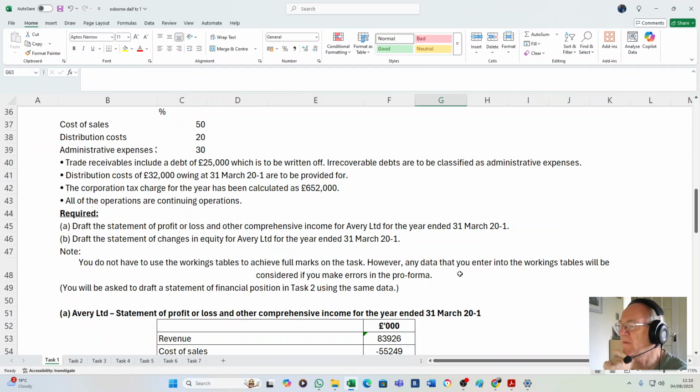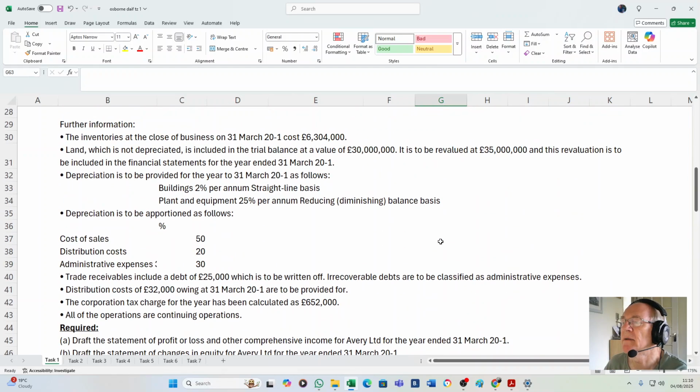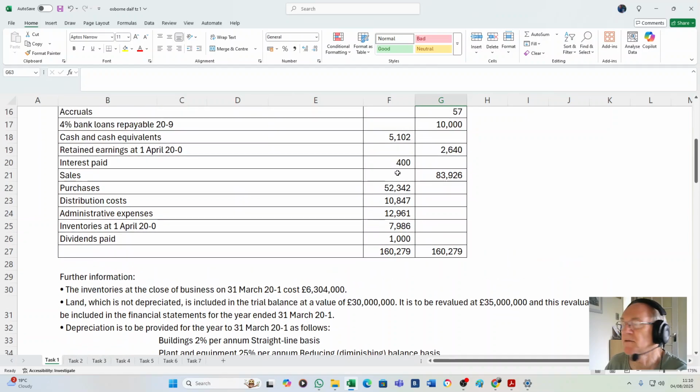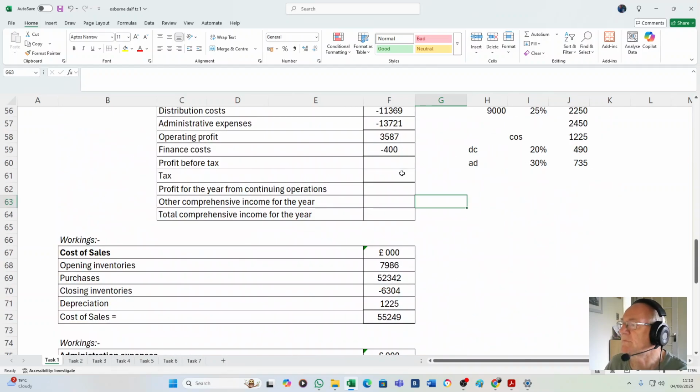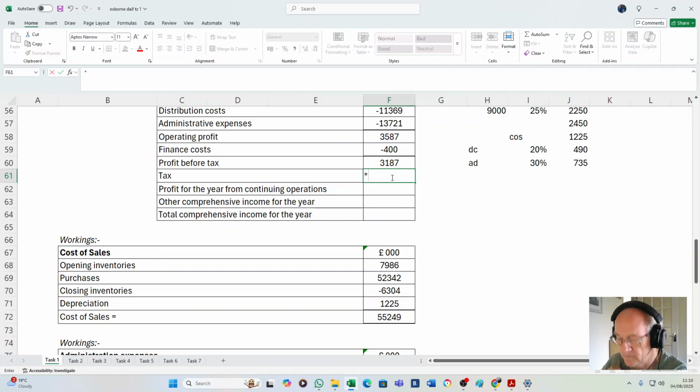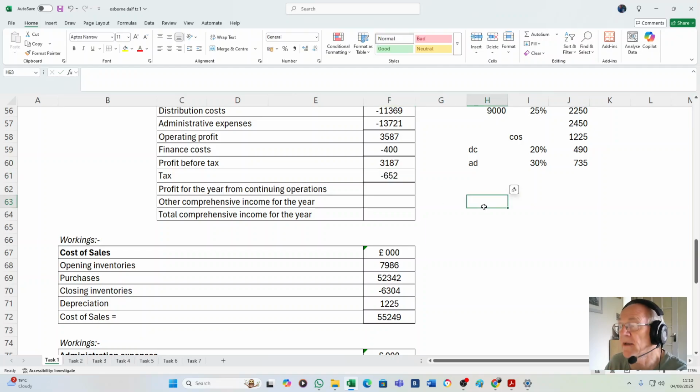No adjustment on this one, but obviously on a different day there might be. That's the 400 straight off the trial balance, interest paid. Profit before tax then comes down to 3187. Tax bill for the year, any adjustments required. Straight off the notes is not in the year because the expense for the year is 652.